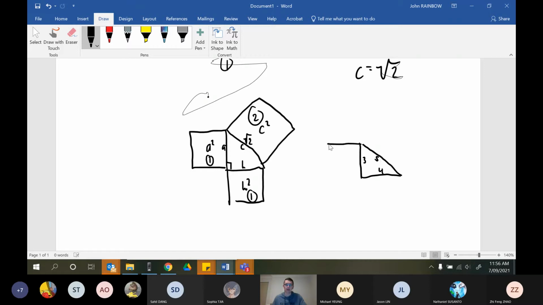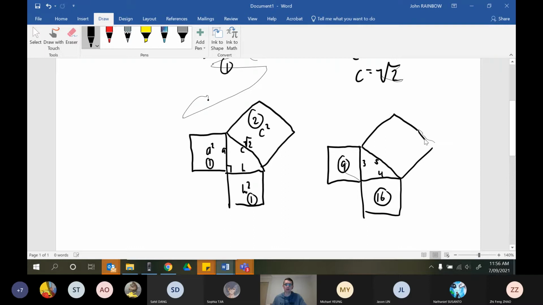With a 3, 4, 5 triangle, what I see is that this has an area of 9, and this has an area of 16. Therefore, these two areas need to add to this area, which is 25, right? 9 plus 16 is 25. Once I know it's 25, the square root of 25 is 5. And that's how I can calculate it, because a squared plus b squared equals c squared.